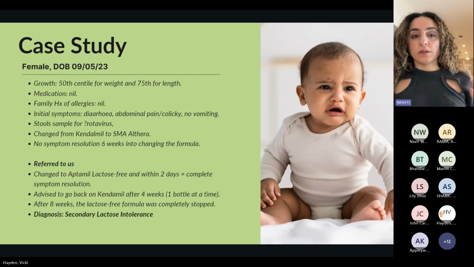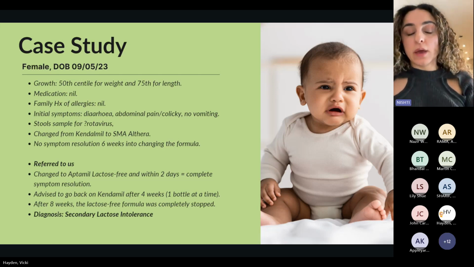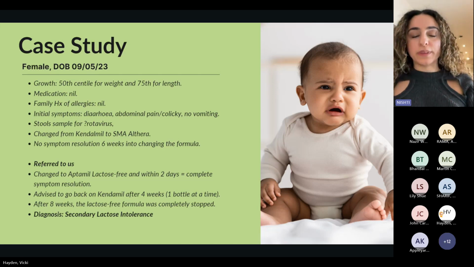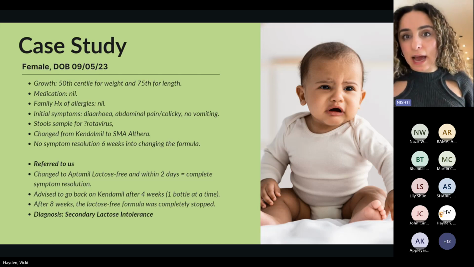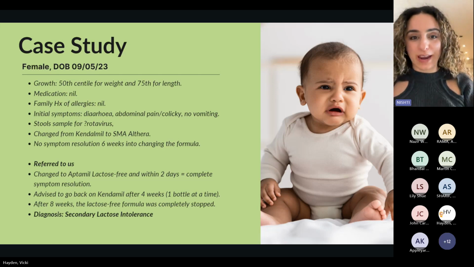So here, what could have happened is perhaps she could have been prescribed Neocate, right? Because there was no symptom resolution. But then we're looking at a 25-pound tin for something that probably wasn't needed anyhow. And we see this a lot in clinical practice.